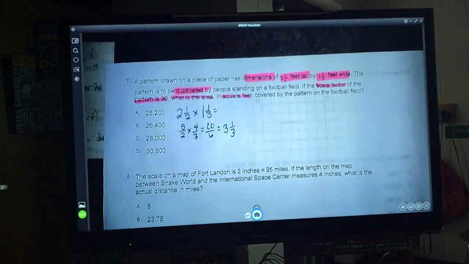So we tried one way, it didn't work, right? So now let's try Michaela's way. Multiply 2 1/2 times 80 and 1 1/3 times 80 and see what you get. See what you get. Yes, do it, Cooper, because I said so.